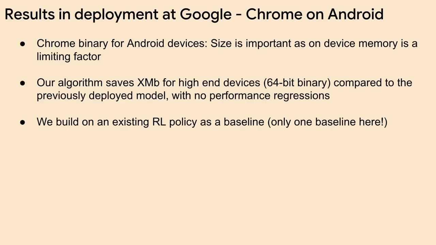Okay, so where have we deployed our results? We have pretty good results for Chrome on Android on high-end devices. This is actually currently deployed, so if you have an Android phone, it is running on your phone. We start with a single baseline policy trained by PPO, and we do this bootstrapping. We get what is considered a significant size savings by the Chrome on Android folks.